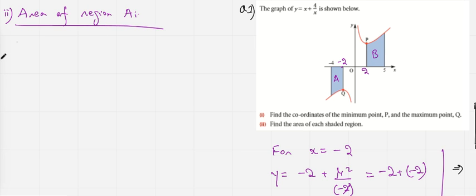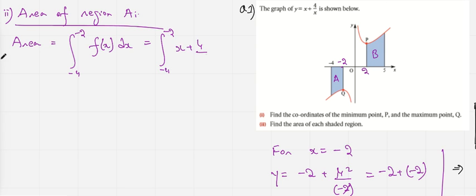Okay, it is going from minus 4 to minus 2, and the integral of f of x dx. Now you know that f of x is actually your y, and y is x plus 4 upon x. So we have the integral from minus 4 to minus 2 of (x plus 4) upon x dx.